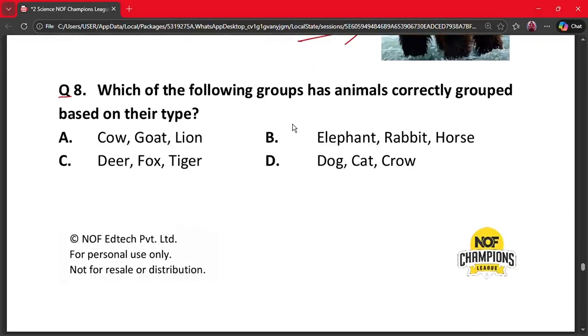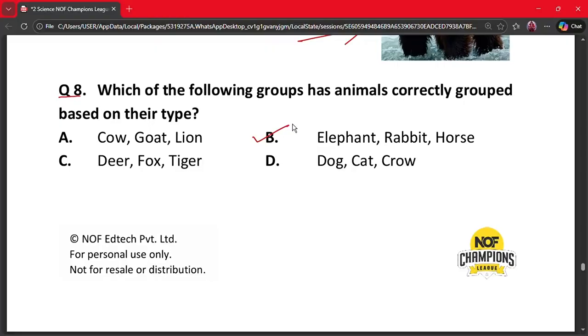Question number 8. Which of the following groups has animals correctly grouped based on their type? Option A says cow, goat and lion. B. Elephant, rabbit and horse. C. Deer, fox and tiger. And D. Dog, cat and crow. So the correct group is option B.